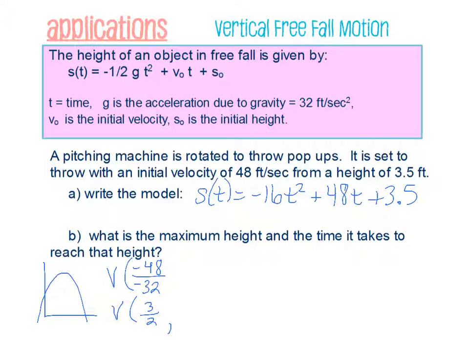I'm going to stick with this algebraic method. I'm going to take my 1.5 and plug it in to my calculator for the t value. I'm plugging it into the equation, but I'm going to my calculator to do that. I'm going to have negative 16 times 1.5 squared, plus 48 times 1.5 plus 3.5. I end up with a value of 39.5 for that vertex.